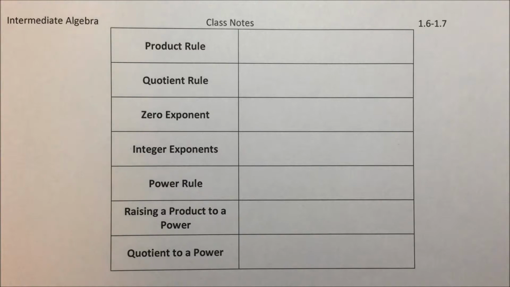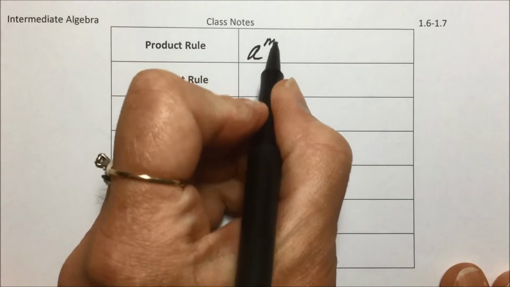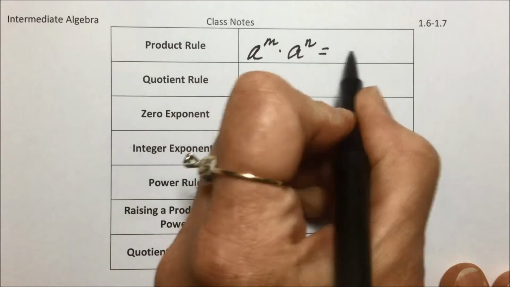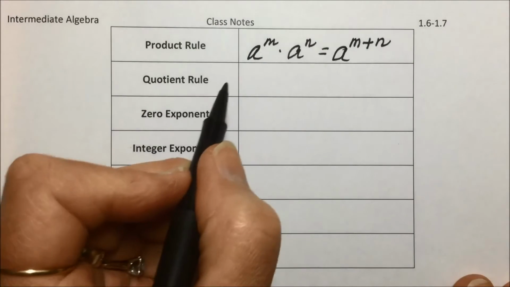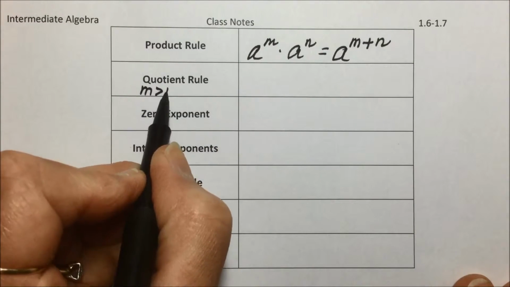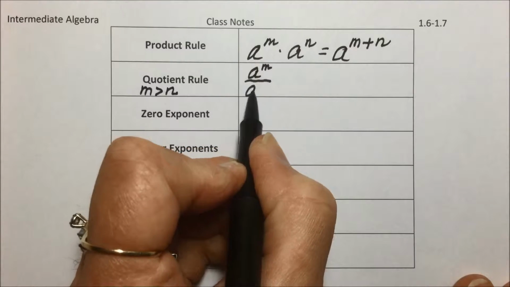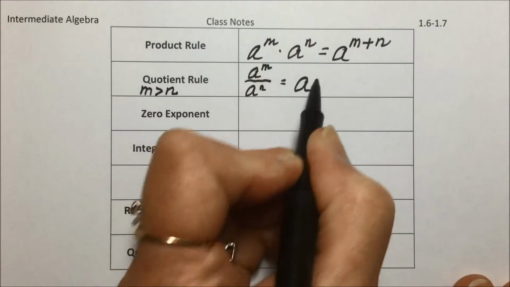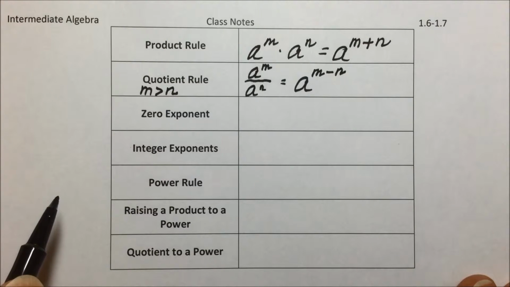Intermediate Algebra Section 1.6. We now develop rules for manipulating exponents and determine what zero and negative integers will mean as exponents. And let's lay down some of these rules here. For the product rule, when you have common bases multiplied together, you will add the exponential powers together. The quotient rule, provided that m is greater than n, is such that if you have common bases being divided, you can have an equivalent value by taking the common base and subtracting the exponents.